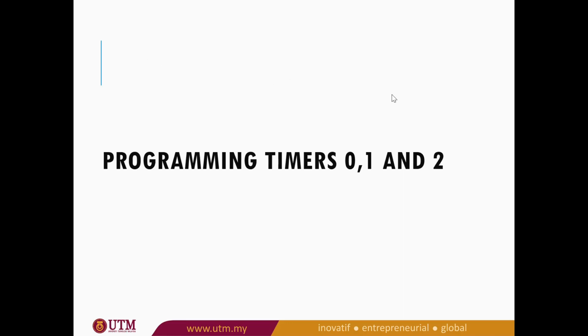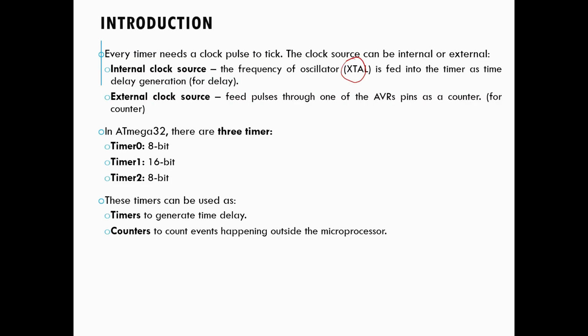Okay, we continue with programming timers 0, timers 1, and also timers 2. For the introduction, we know that every timer needs a clock pulse to tick. So the clock source can be either internal or external. If you are using the internal clock source, it means that you are using the frequency of the oscillator fed into the timer for the time delay generation.